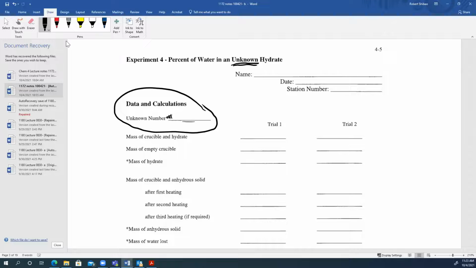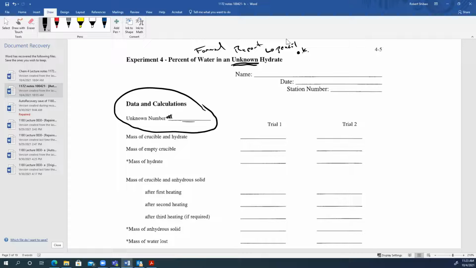Now, what we don't want to do is start marking this up, because this is going to be your formal report, unless you make a copy of this, which is fine. You can make a copy and then put this into your lab notebook, or you can copy it by hand. But the formal report, you need to keep clean. The formal report, which is going to be this sheet, can be done in pencil. You don't need to do it in ink.